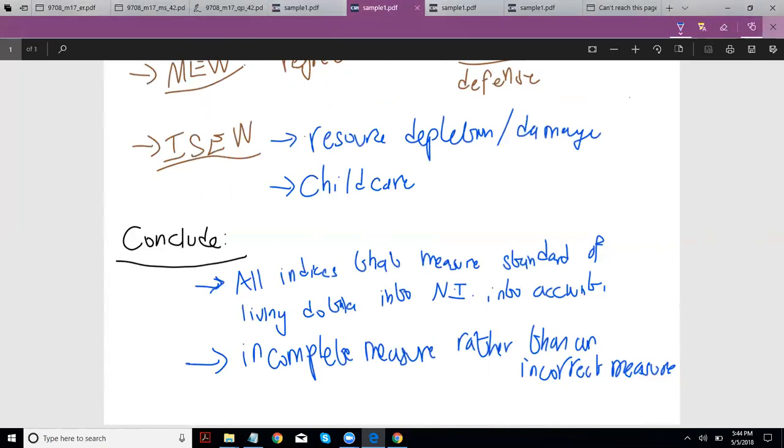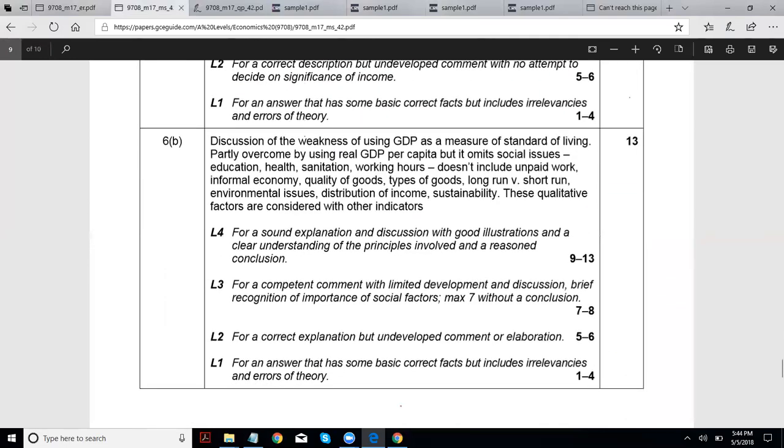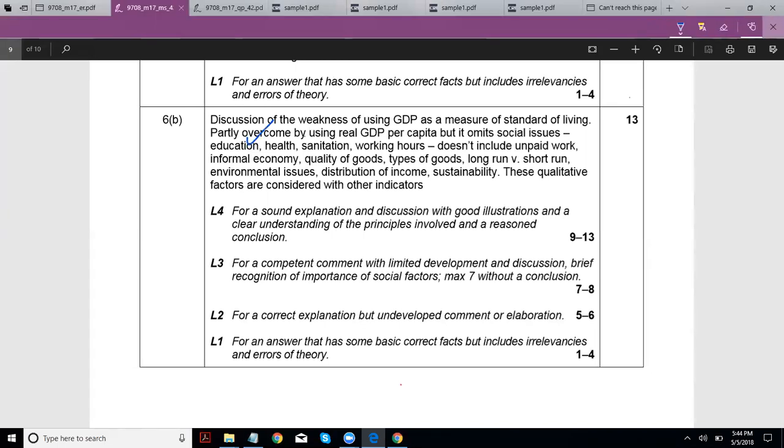I think that's it. Chalo, let's see how we did. Okay. Discussion of the weakness of using GDP as a measure of standard of living. Well, we did quite a bit of that. Partly overcome by using real GDP per capita. We did that as well, but omits social issues, right? Education, we talked about healthcare, sanitation, working hours. So we can include that it doesn't include unpaid work, which thankfully, because Bilal pointed out, we would have included. It doesn't include the informal economy, quality of goods, types of goods. Okay. So we could have talked about quality of goods.